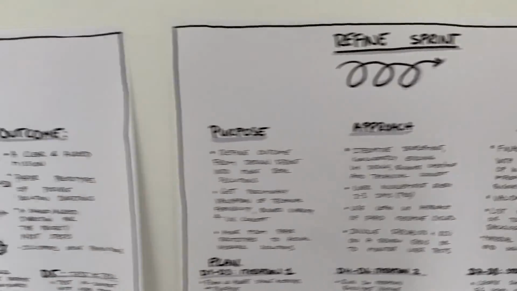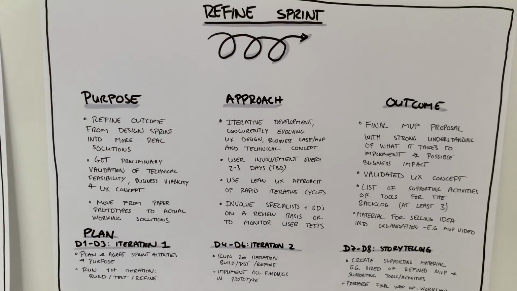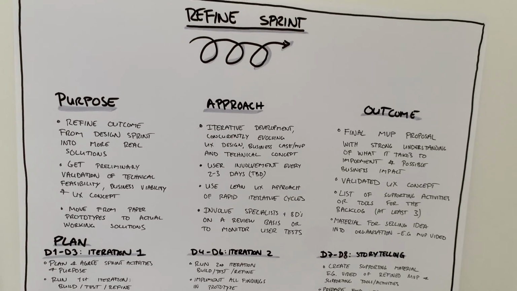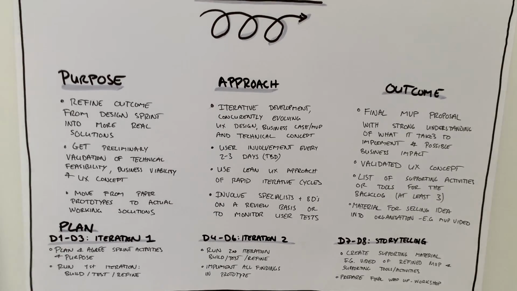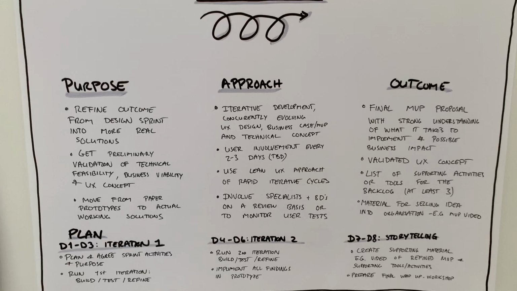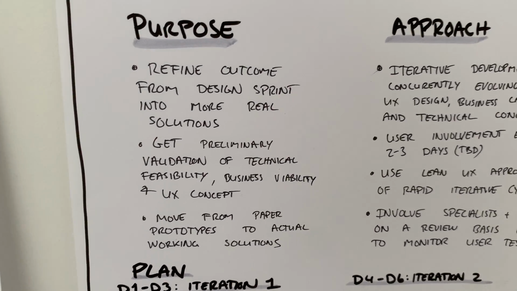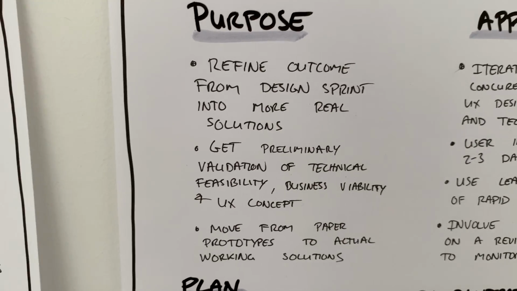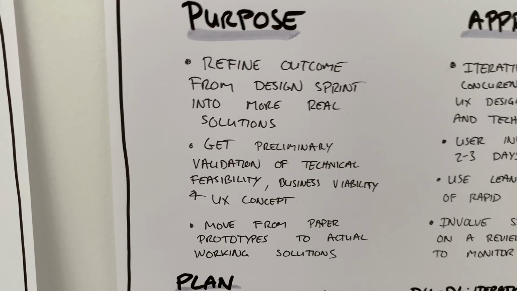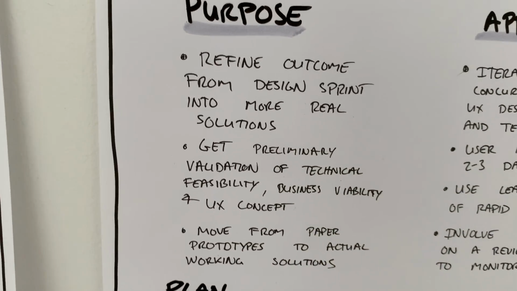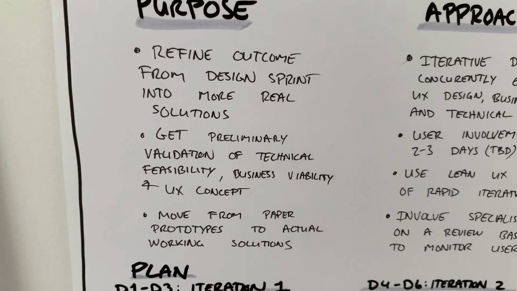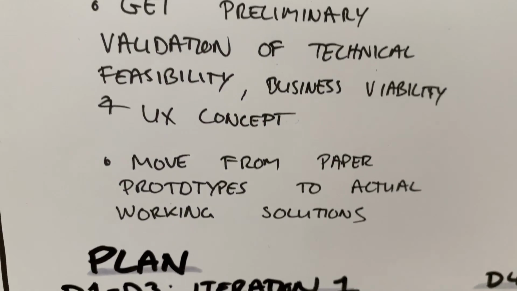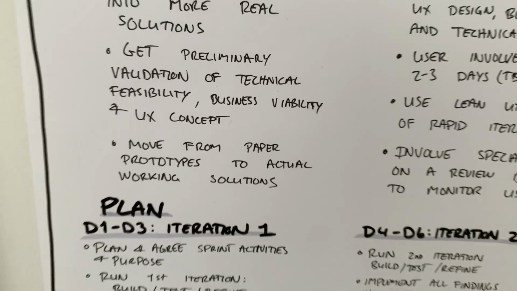The third sprint is the refinement sprint, where we take the outcome of the design sprint and refine that a little bit more. And that was only the core team that should be working on that, with input once in a while from specialists and business developers. So the purpose is overall to refine the outcome and get to a final MVP. And also to validate along the way the feasibility, viability, and the overall UX concept for desirability. So basically moving from paper prototypes to actually working solutions if possible.